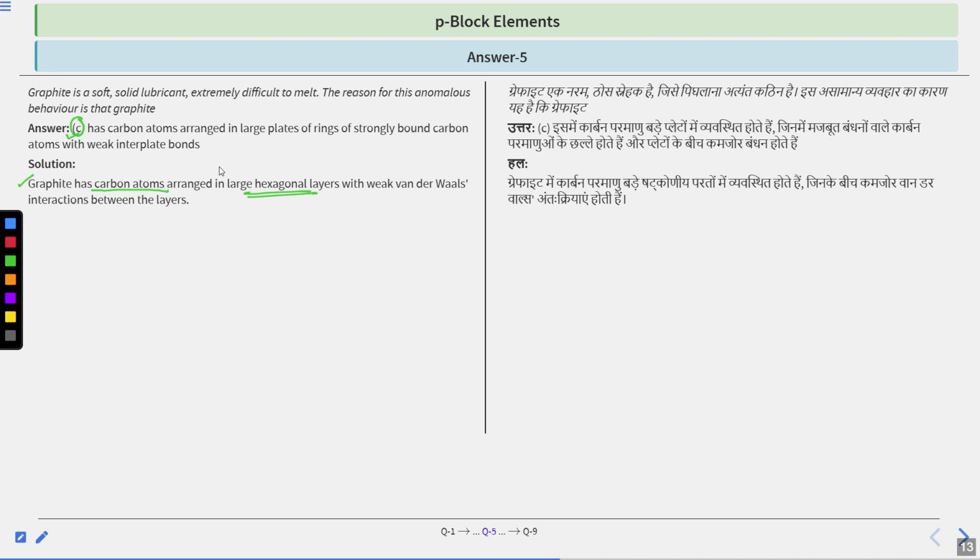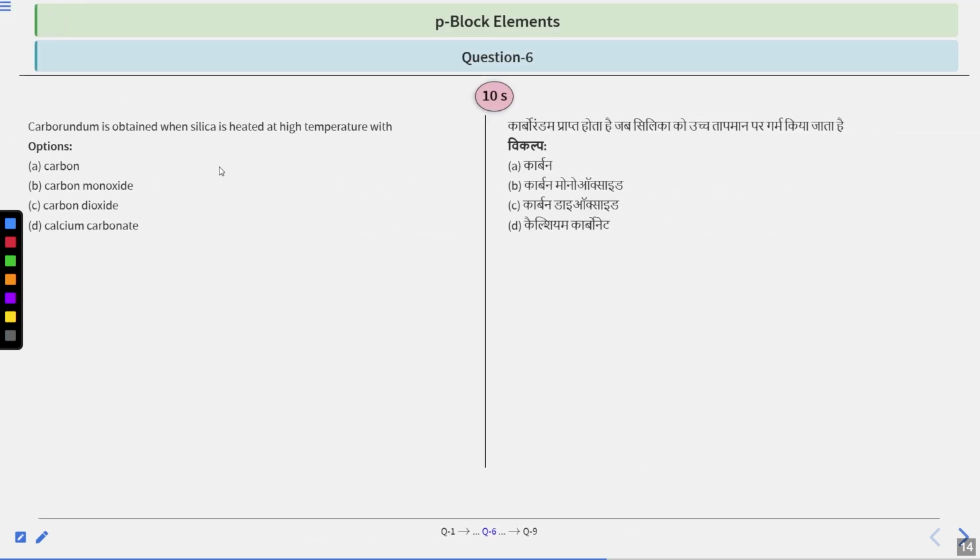Okay, let's move to the next question. Question number 6. Carborundum is obtained when silica is heated at high temperature with. So this is a product, and we have asked that it is obtained when silica is heated at high temperature with what? You have to find out that when the silica is heated with something, like suppose it is X, then this product will form. So what will be the X? Options are carbon, carbon monoxide, carbon dioxide, or calcium carbonate. You have 10 seconds to solve this question. After that, we will see the correct answer.